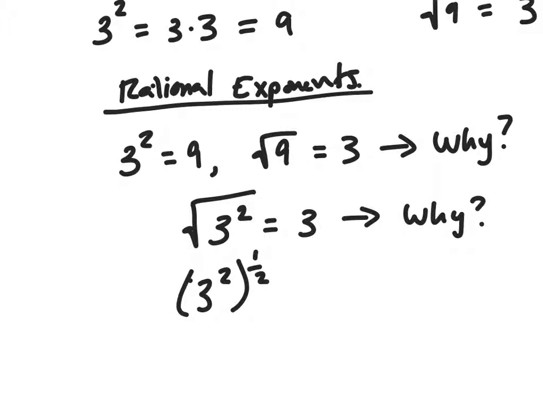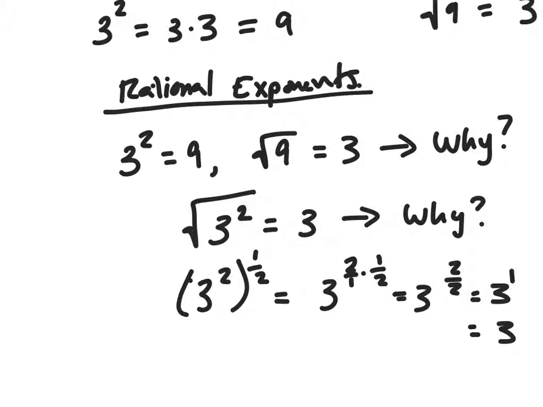Then we have to think about our rules of exponents. If I take an exponent and raise it to another exponent, that means I multiply my exponents. So I get 3 to the 2 times 1/2 power. 2 times 1/2 gives me 3 to the 2/2 power, which gives me 3 to the 1st power, which is just 3. This is why that works.